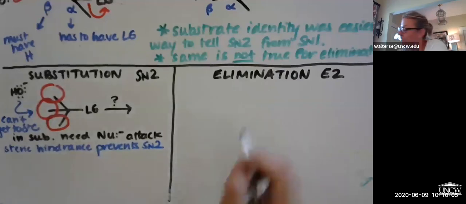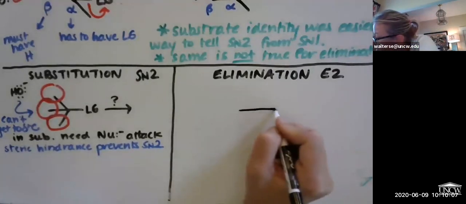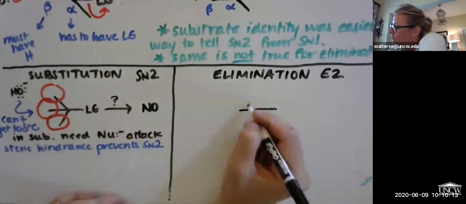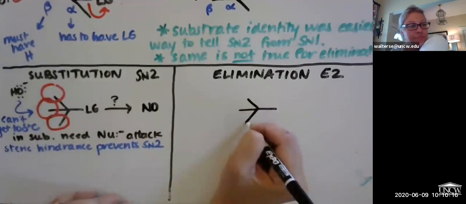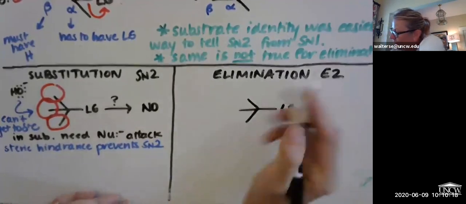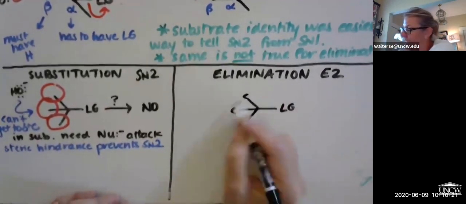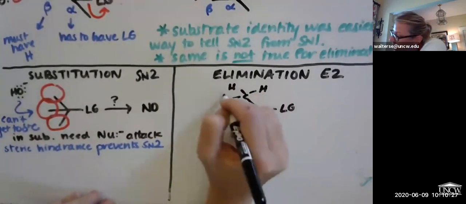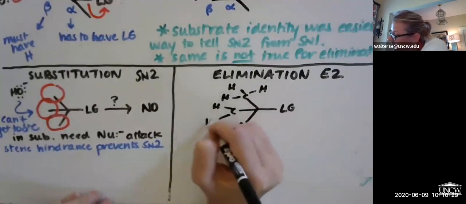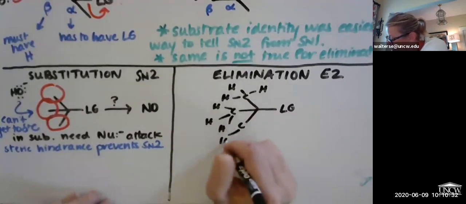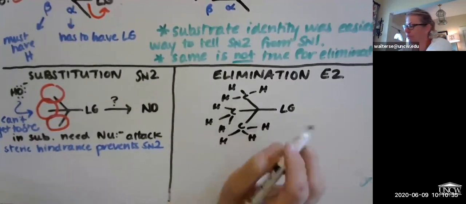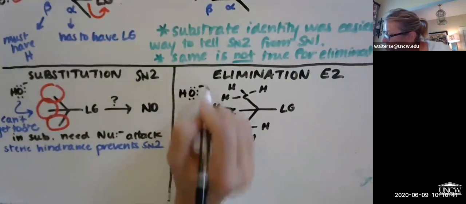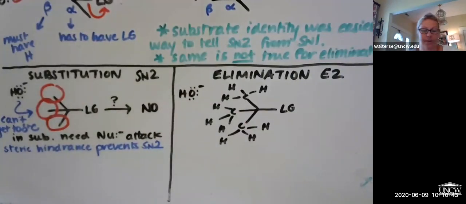Now I want you to draw the same substrate on the elimination side, so you would write no for substitution. But you knew that already. Same substrate. But now, instead of showing these as spatial and steric issues, I want you to draw them as methyl groups with all the hydrogens shown. And your hydroxide compound.